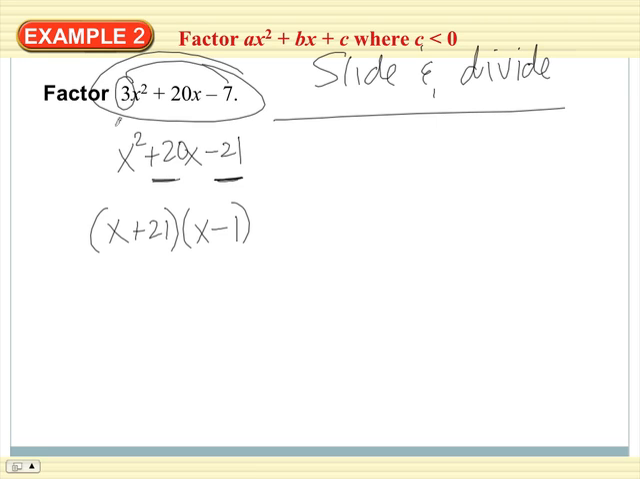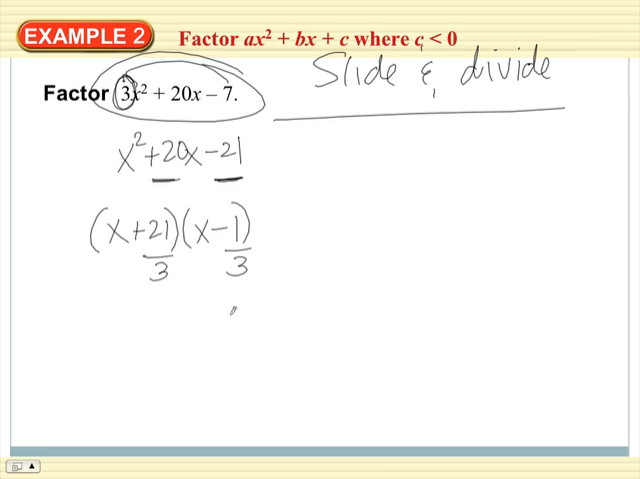Alright? Now, after you did this, well, since we multiplied by 3, we're going to undo that. So we're going to divide by 3 just in these two spots right here. That's step number 3, is divide. Okay, so if you're writing steps down, step number 1 is to slide A. Step number 2, factor like normal. Step number 3 is to divide by the A value. Whatever A was, that's what you divide by.